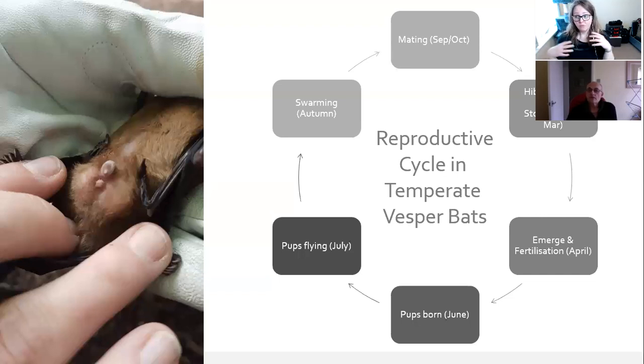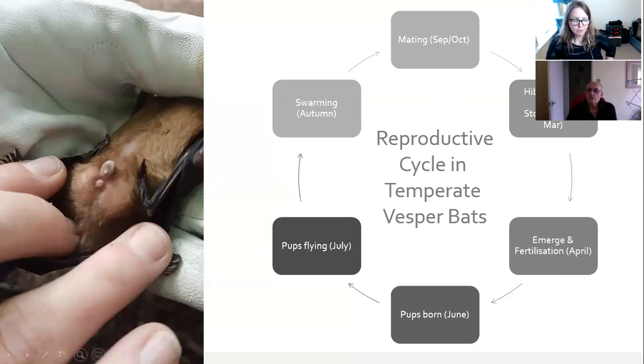Whereas our bats in the UK are all very constrained by time, so they have to hibernate for X amount of time. They wake up when conditions are right, and they then have to get their young born, weaned, flying, and fattened up for hibernation before the next hibernation season. So it's all very, very squashed in, and all very high pressure from the bat's point of view.